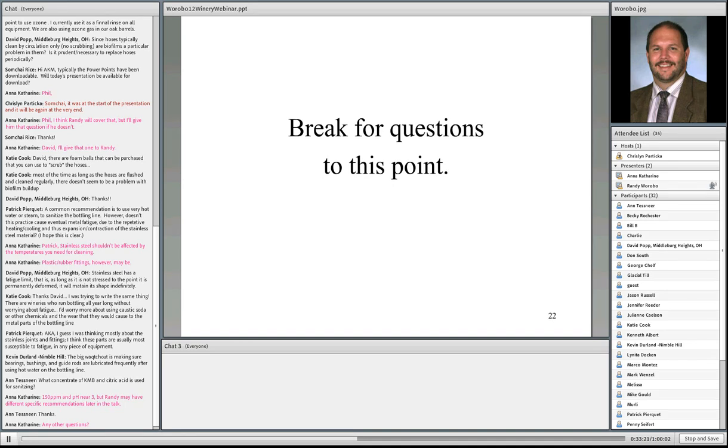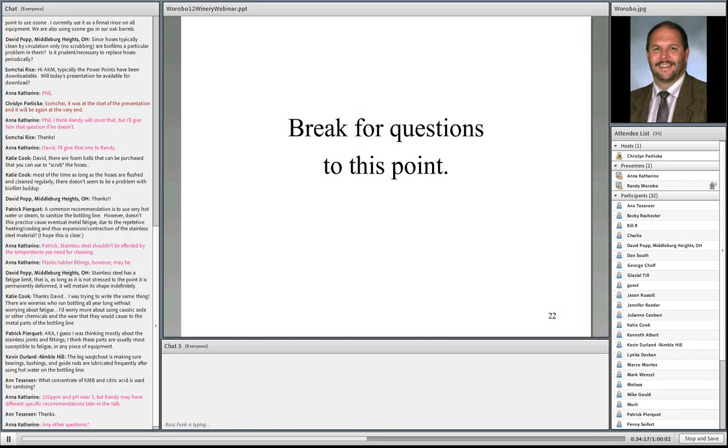Next question: what's the best point to use ozone? I currently use it as a final rinse in all equipment. We are also using ozone gas in our oak barrels. Okay, with ozone, if it's dissolved in water, the half-life is extremely short. We're talking seconds. So you have to have a continuous generation of ozonated water. If you have a hose more than 50 feet, by the time it reaches the end of your hose, the majority of your ozone is going to be gone, and you're not going to be getting much of a sanitation kill. Ozone gas has a half-life of about 24 hours. It's going to be much better than the ozone in water.